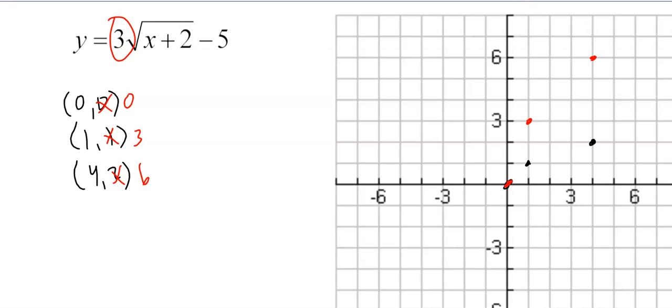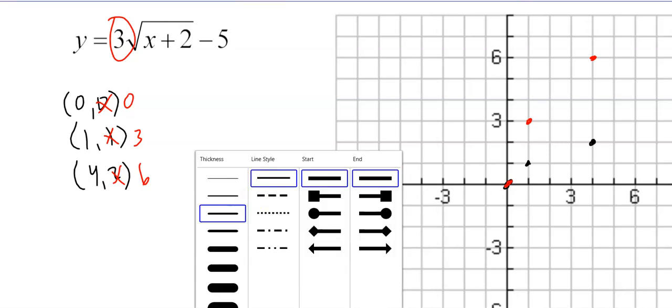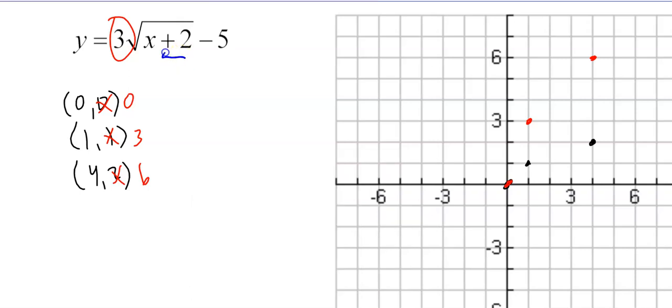And then we have 2 more transformations happening here. This is going to go to the left 2 units and down 5 units. So every point, this starting point, goes to the left 2 and down 5. This one goes left 2 and down 1, 2, 3, 4, 5. This one goes left 2, down 1, 2, 3, 4, 5. And so the graph looks roughly like this. It's kind of nifty looking there.